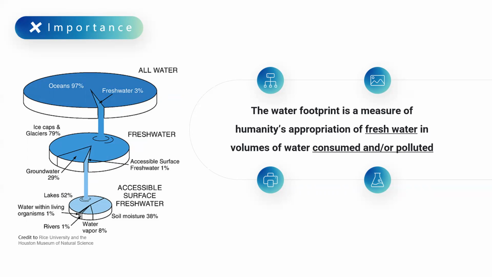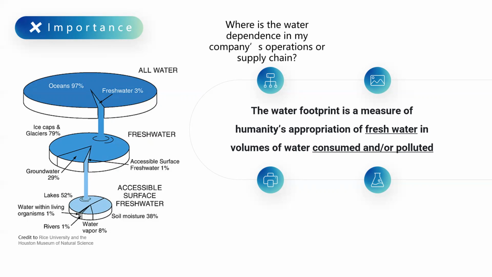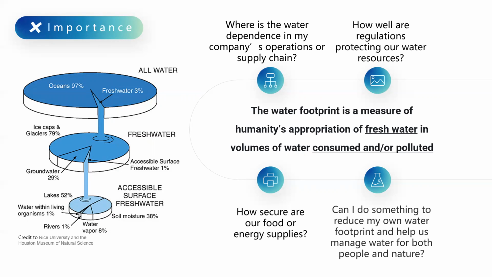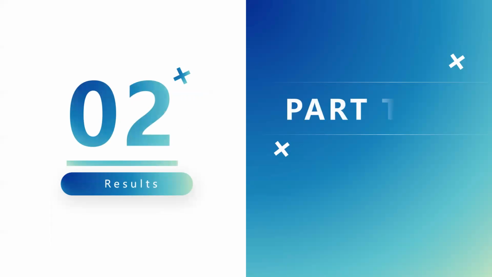So the water footprint is a measurement of humanity's appropriation of fresh water, in volumes of water consumed and also volumes of water polluted. It also answers questions like, where is the water dependence in my company or in my country's supply chain operations? Also, more importantly, can I do something to reduce the water footprint, to save water usage in our daily life to help people and also nature? That's what we are focusing on during our group project.